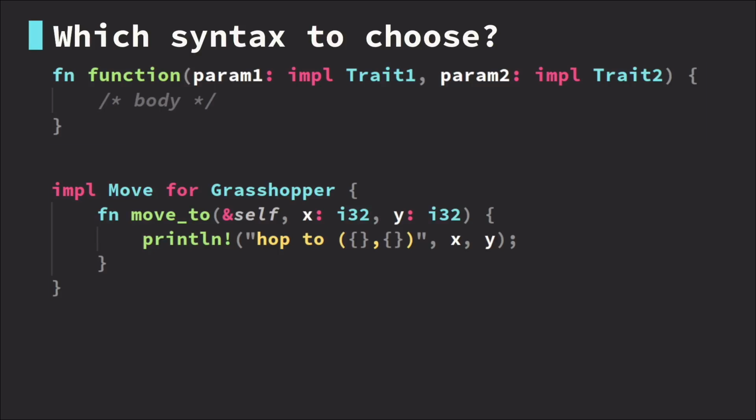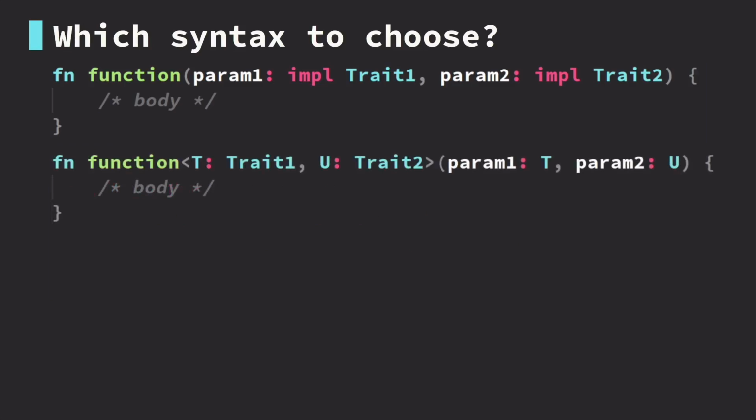So you would want to use the impl trait syntax when you have a small number of traits and a small number of function parameters. The impl trait syntax is also great when you are first getting started with generics, since the syntax is clean and it follows the same pattern as implementing the trait itself, as we can see here. So if we implement the move trait for Grasshopper, we have impl move, and then the same thing in the function parameters, we have impl trait. So it follows the same pattern.